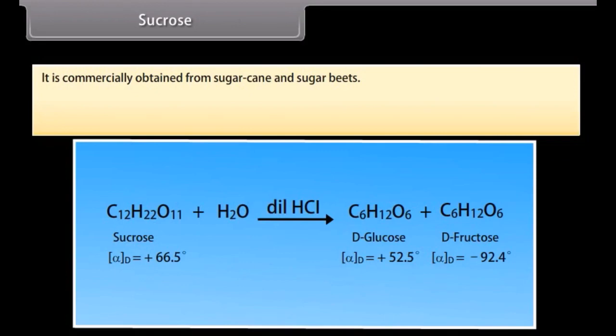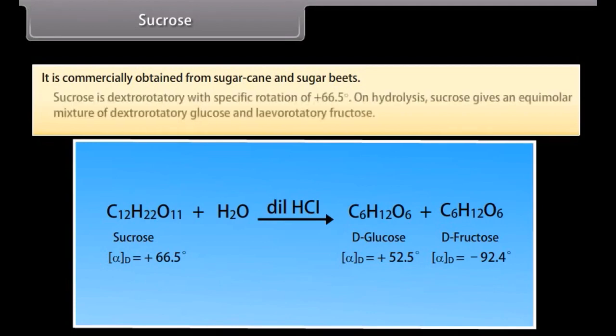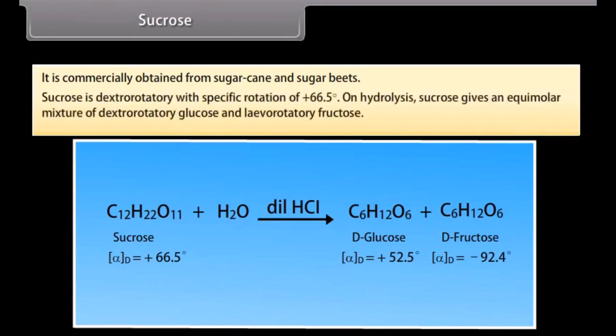When sucrose is hydrolyzed by dilute acids or the enzyme invertase, it gives an equimolar mixture of D-glucose and D-fructose. Sucrose is dextrorotatory, with specific rotation of plus 66.5 degrees. On hydrolysis, sucrose gives an equimolar mixture of dextrorotatory glucose and levorotatory fructose.